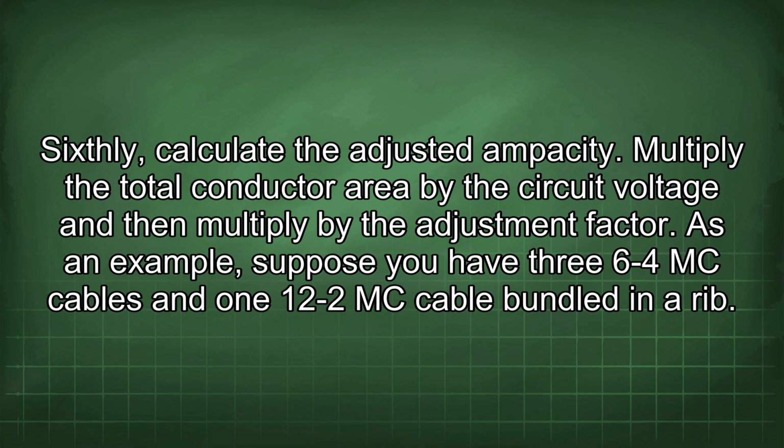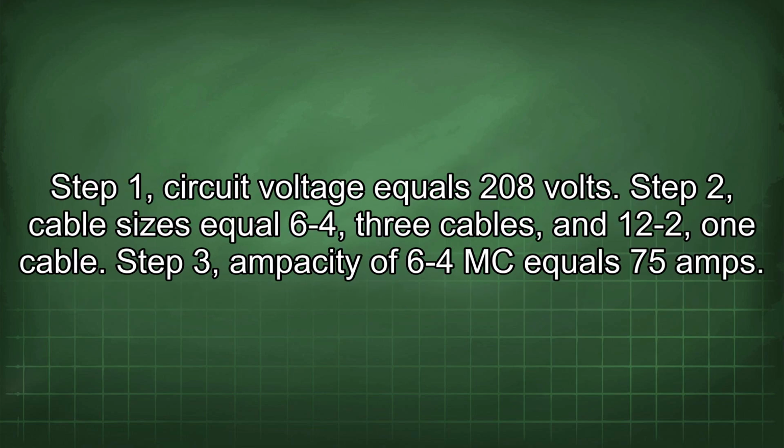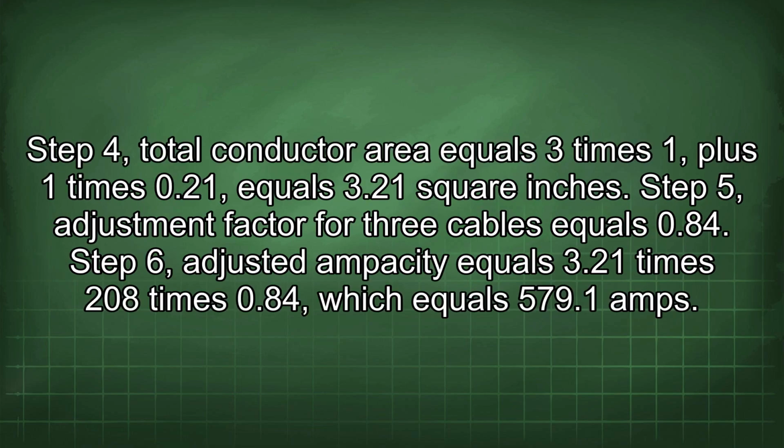As an example, suppose you have 3 6-4 MC cables and one 12-2 MC cable bundled in a rib. Step 1. Circuit voltage equals 208 volts. Step 2. Cable sizes equal 6-4, 3 cables, and 12-2, 1 cable. Step 3. Ampacity of 6-4 MC equals 75 amps. Step 4. Total conductor area equals 3 times 1 plus 1 times 0.21 equals 3.21 square inches.